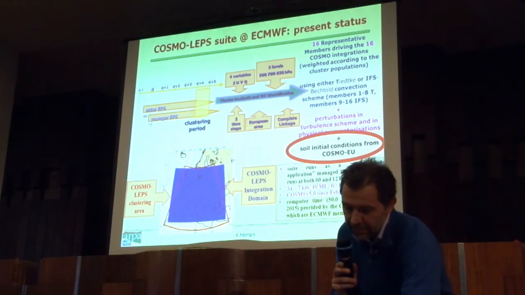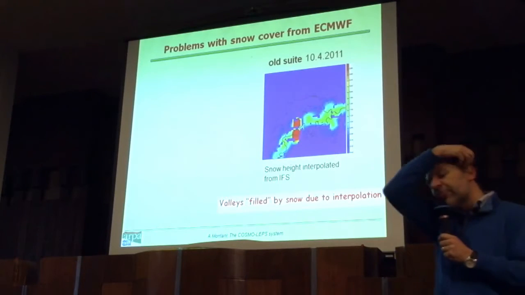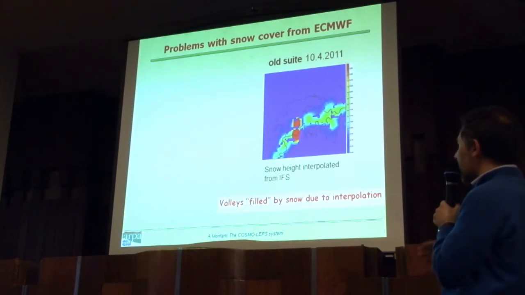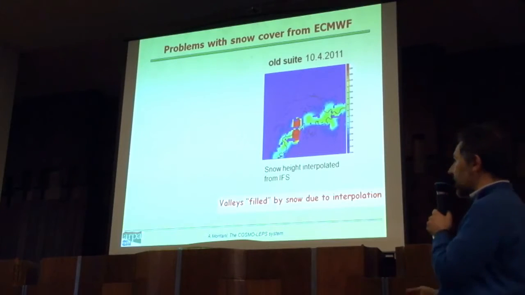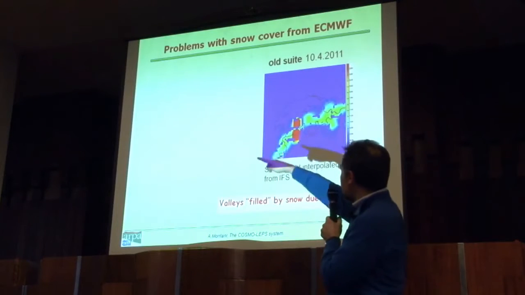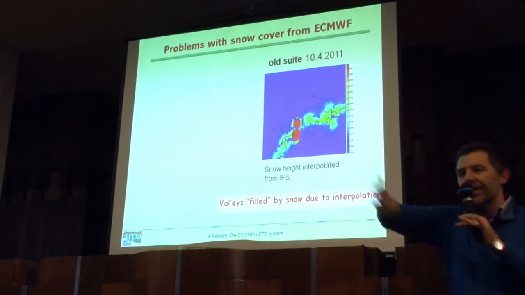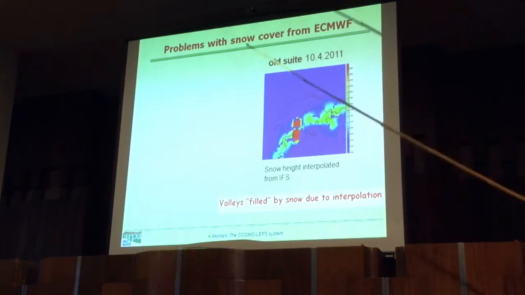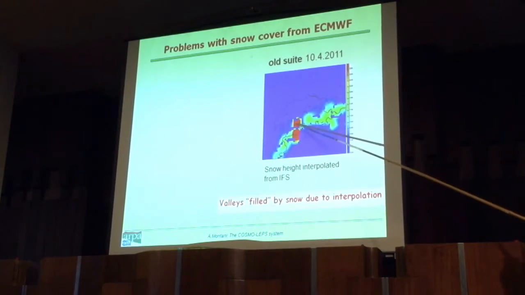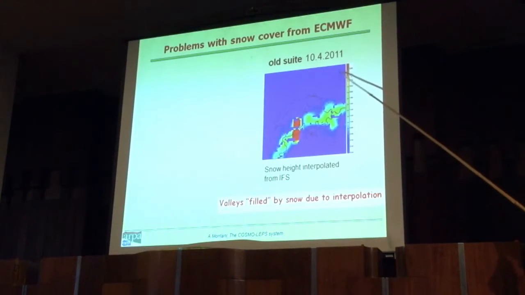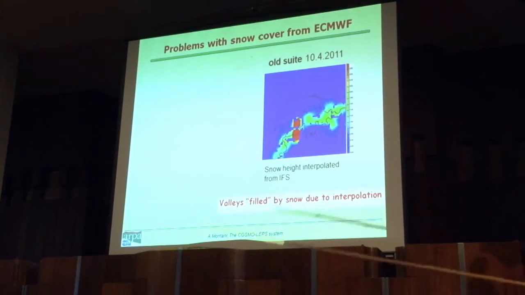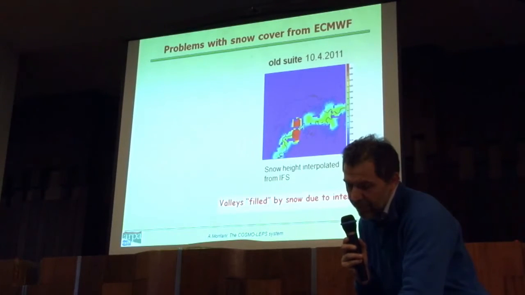Why this choice? This is a picture we got from MeteoSwiss, from Andrea Walser, which shows the snow height interpolated from IFS, the global model system of ECMWF. We can see that the interpolation acts in such a way that the valleys are filled by snow. This is a problem due to the jump in resolution from the global model to the limited area model. You can see this unrealistic red, 2.5 meters of snow height, in some valleys in Switzerland and over Italy. And the idea was how can we try to get rid of this problem?